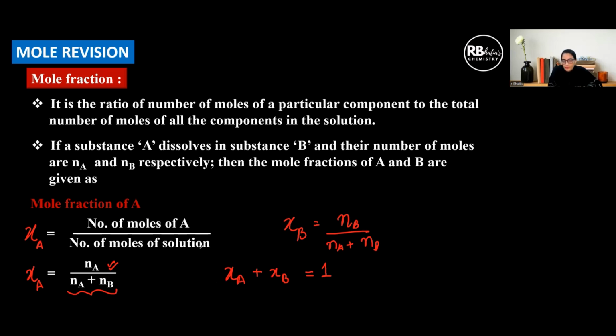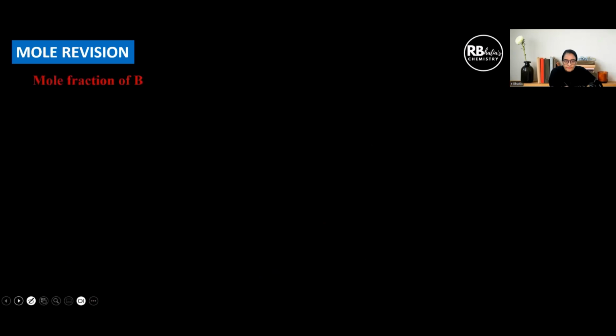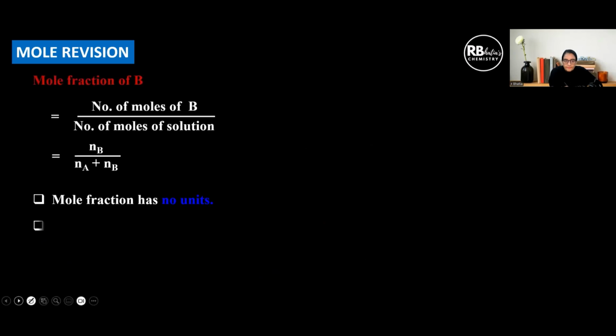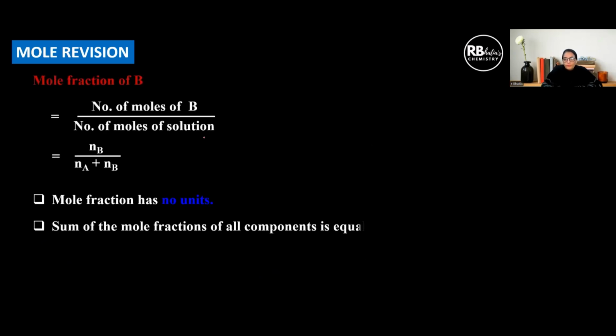Clear? Why? You can just check it from here. When you add this term with this term, the denominator is the same. The numerator also becomes Na plus Nb. So the sum total of the mole fractions of the two components will become equal to 1. Fine. Remember, mole fraction has no units, or in other words, mole fraction is a dimensionless term.